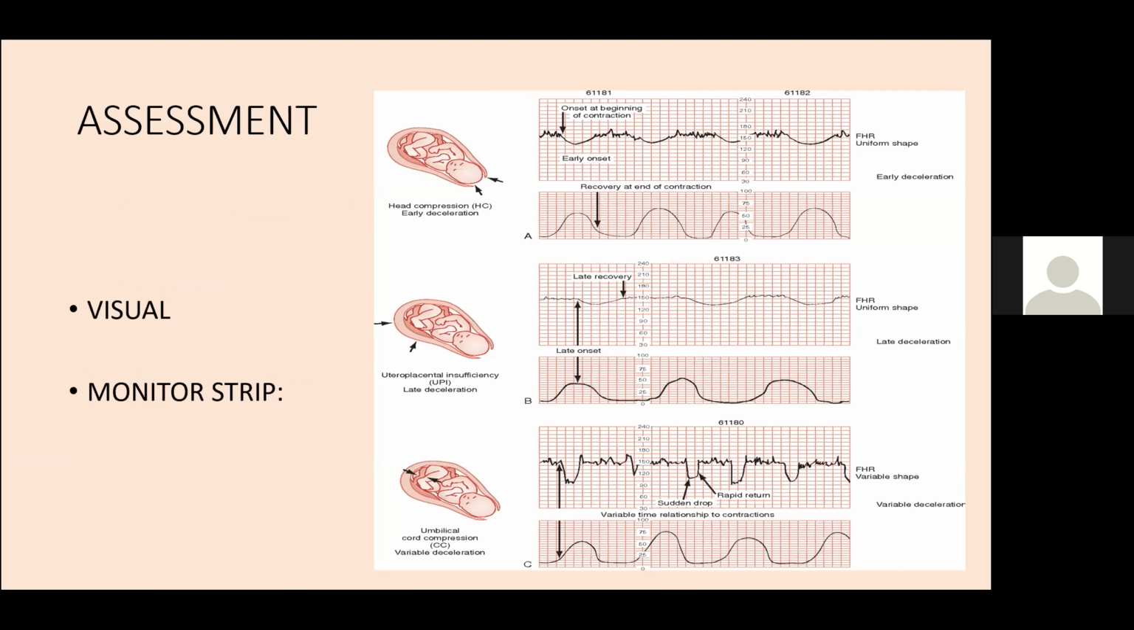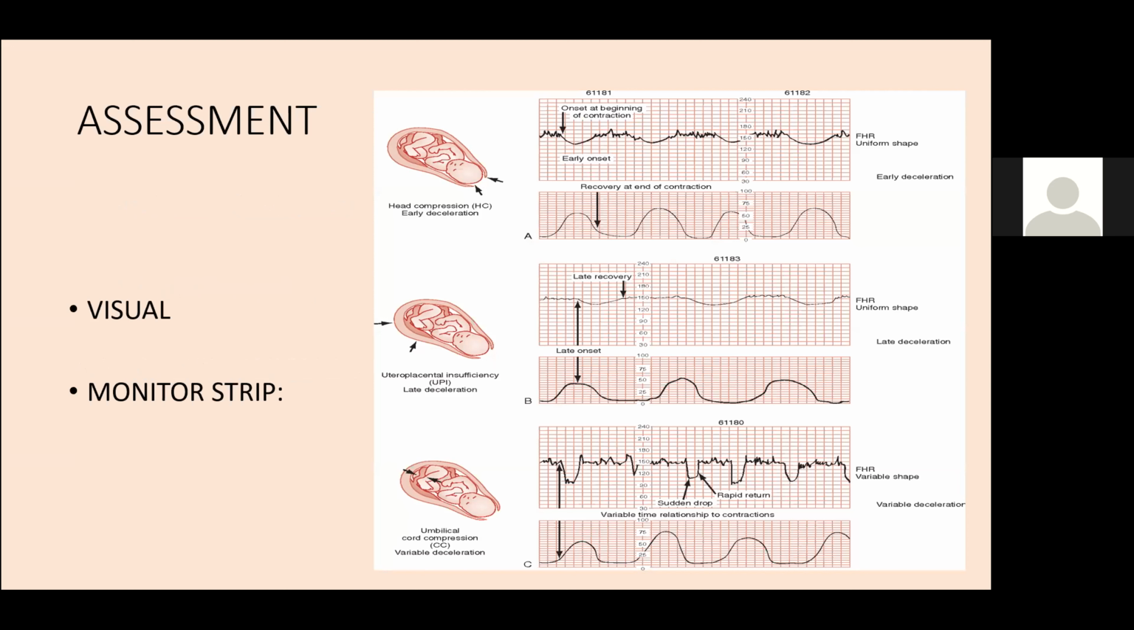So for assessment, if you visually see the cord, you know you have a cord prolapse, and also on the monitor strip, if you see at the bottom there's variable deceleration, that means there's compression on the cord. And compression on the cord is a bad thing because we're restricting the nutrients and oxygen for the baby, and it can cause bradycardia and just bad things to happen.